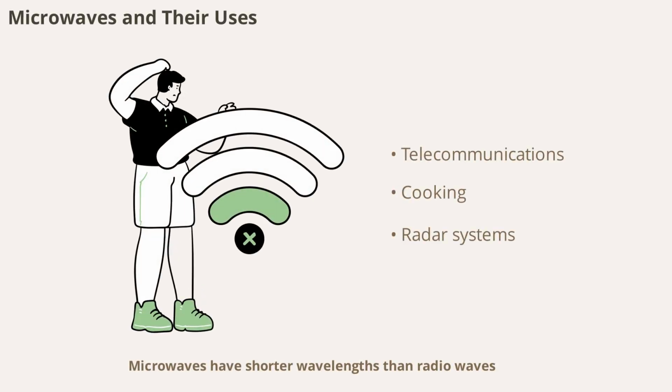Microwaves have shorter wavelengths than radio waves and are widely used in communication and cooking. In telecommunications, microwaves transmit data over long distances, especially in satellite and cellular networks. In the kitchen, microwave ovens use these waves to heat food quickly by causing water molecules to vibrate. Microwaves are also used in radar systems for weather forecasting and air traffic control.